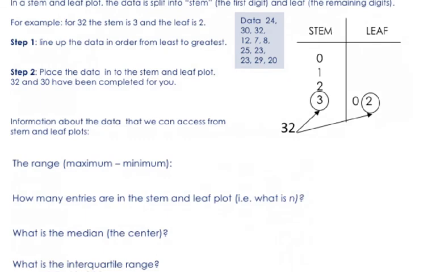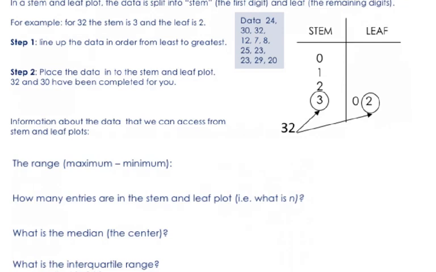Alright, so let's look at some stem and leaf plots, because I bet it's been a while since you've done these. I actually hate these, but don't tell anybody. So in a stem and leaf plot, the data is split into the stem, which is the first digit, and the leaf, which is the remaining digits. So for example, for 32, the stem is 3 and the leaf is 2. So that's what it's showing you in the picture.